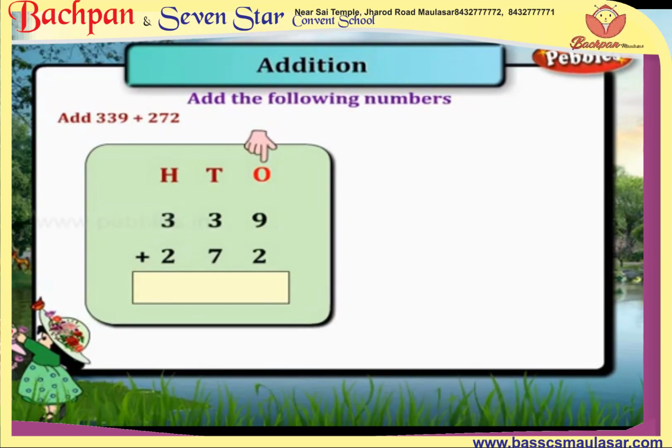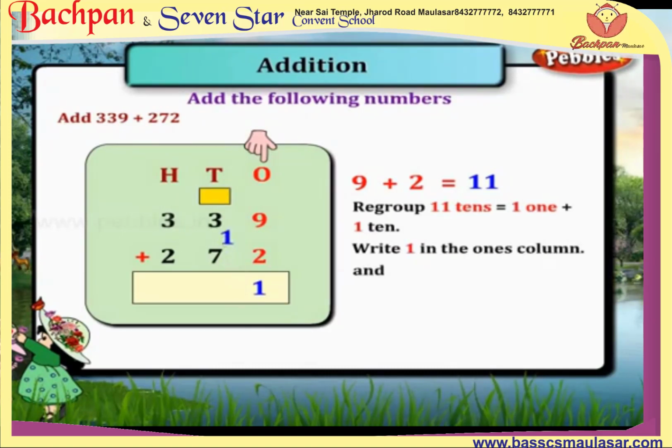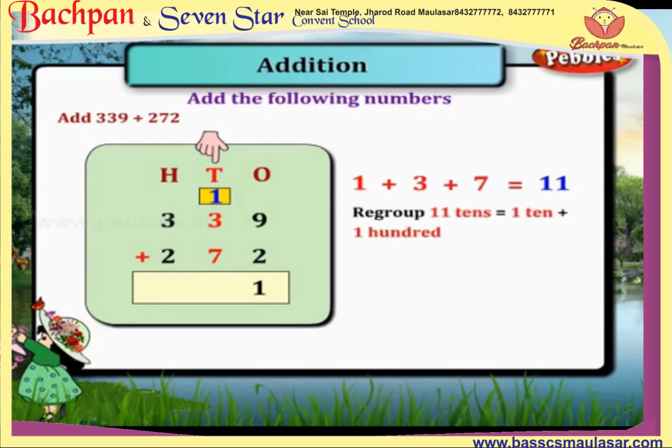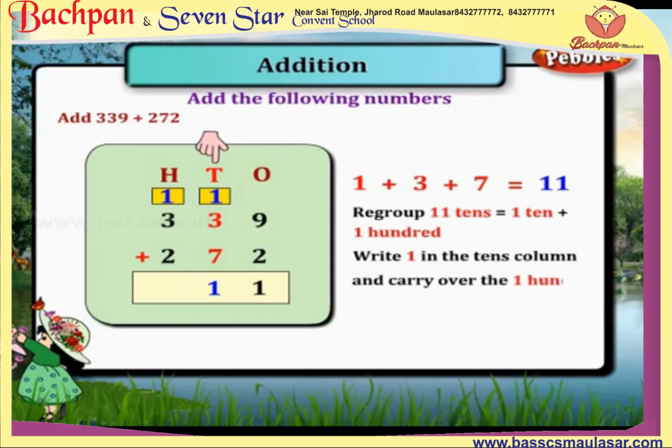Add the ones. 9 plus 2 is equal to 11. Regroup 11 into 1 one and 1 ten. Write 1 in the ones column and carry over 1 ten to the tens column. Now add the tens. 1 plus 3 plus 7, which is equal to 11. Regroup 11 into 1 ten and 100.